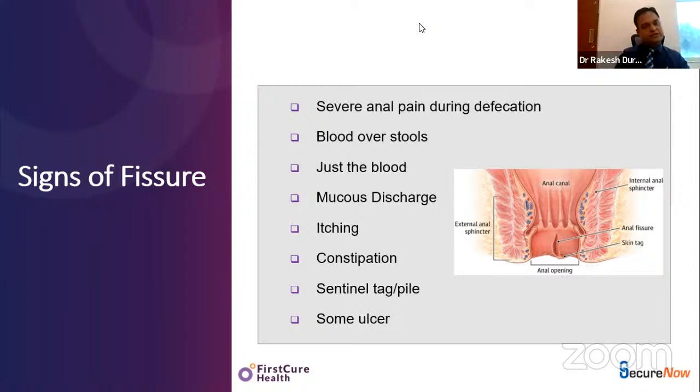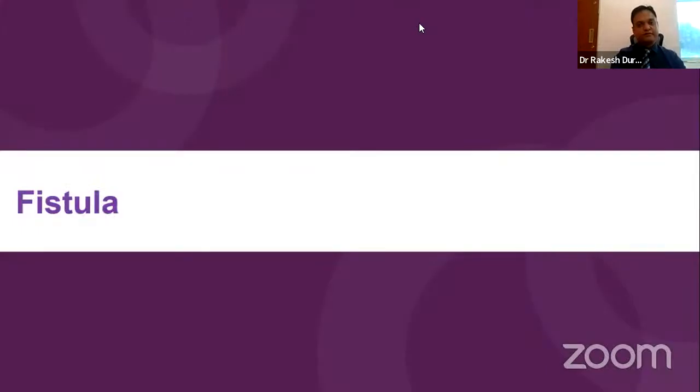and leads to too much itching, pain, sensation. The itching persists for many hours after passage of the stool, washing, applying ointment, and of course the constipation, which is the mother root cause of all kinds of anal problems, that is also there. A sentinel pile or skin tag or some kind of ulcer may suggest that the patient is having a fissure.